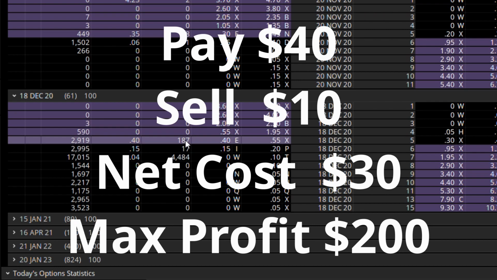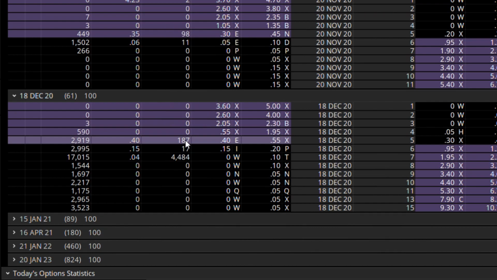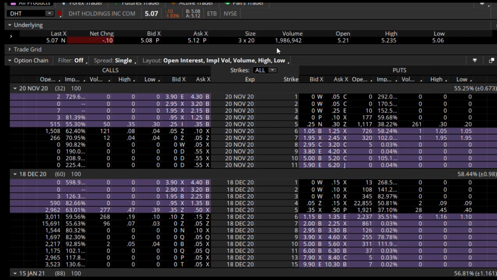I'd do that trade. Now I'm capped to the upside. I can't make more than $200 and I'm risking 30. So it's not quite 10 times, but I'd definitely do that trade. So let's watch that on Monday and let's see what happens with the open interest. So that's DHT.